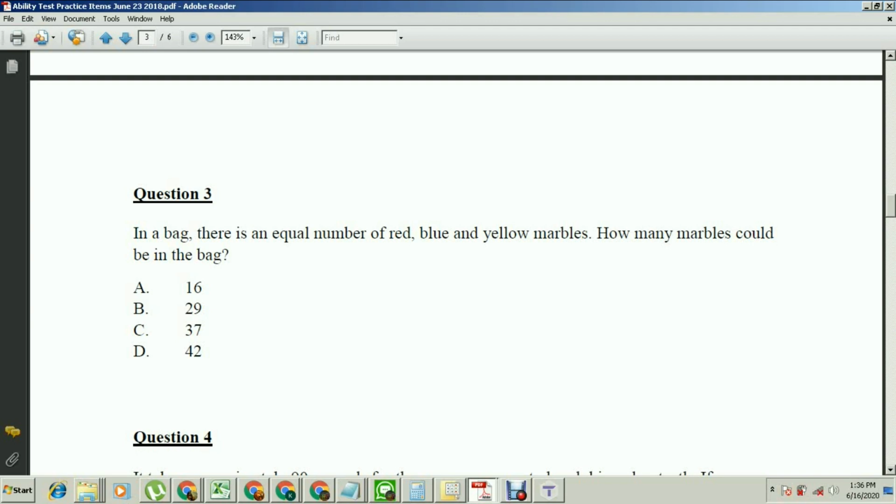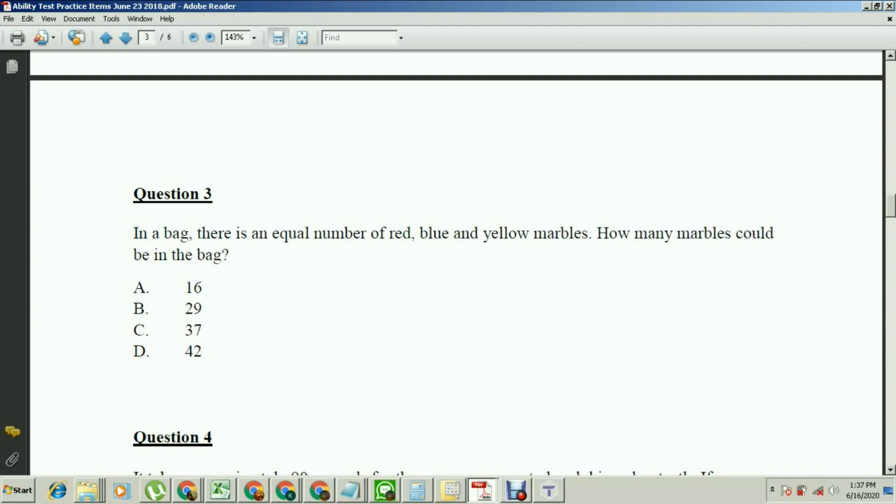So, reading the question again, in a bag, there is an equal number of red, blue, yellow marbles. How many marbles could the bag have? So we know that it's a multiple of 3 because all of them need to have the same number. They all need to be equal. So let's look at 16. Using the rule, the sum of the digits must be divisible by 3, and then that number is also divisible by 3.